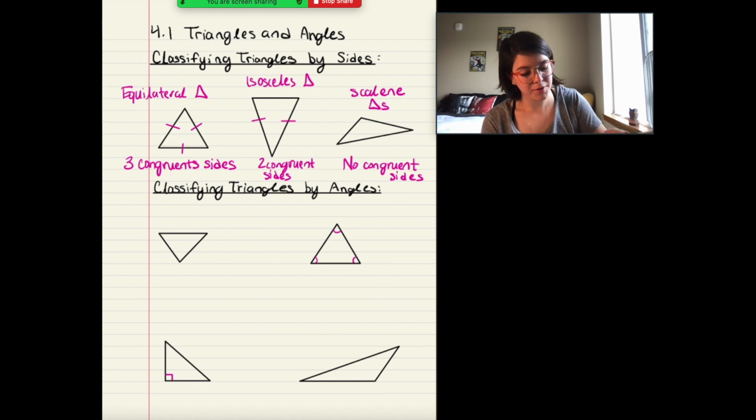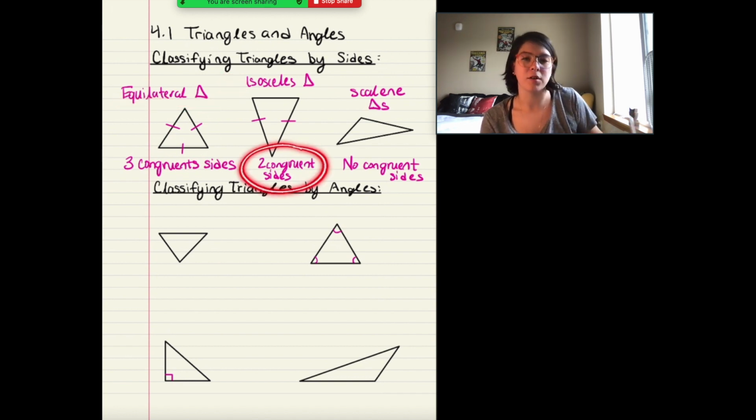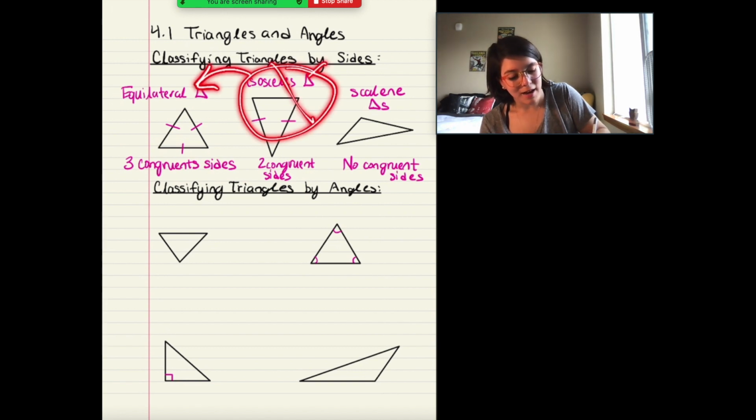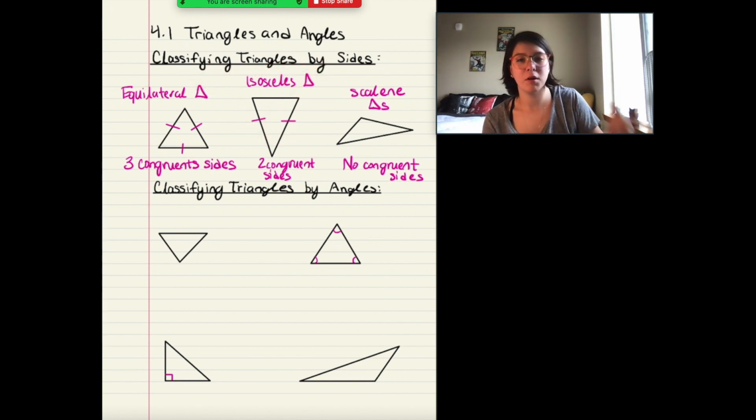Now I want to mention that with an isosceles triangle, when we say it has 2 congruent sides, we mean it has at least 2 congruent sides. So for instance, our first triangle had 3 congruent sides, so that's at least 2. So any equilateral triangle can also be categorized as an isosceles triangle since it has at least 2 congruent sides. However, with an equilateral triangle, it has to have exactly 3 congruent sides. So an isosceles triangle is not an equilateral triangle. So it works one way, but not the other.